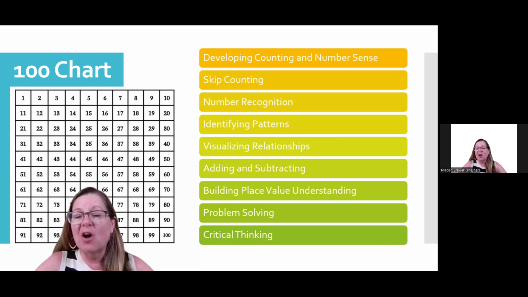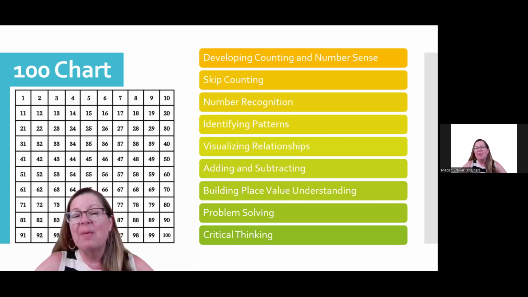The chart provides a concrete visual representation of the numbers 1 to 100, making it easier for children to understand the sequence and counting effectively. Also helping with that count, the skip counting by 2s, 5s, and 10s. Students will be looking for patterns. There's so many patterns on the 100 chart.